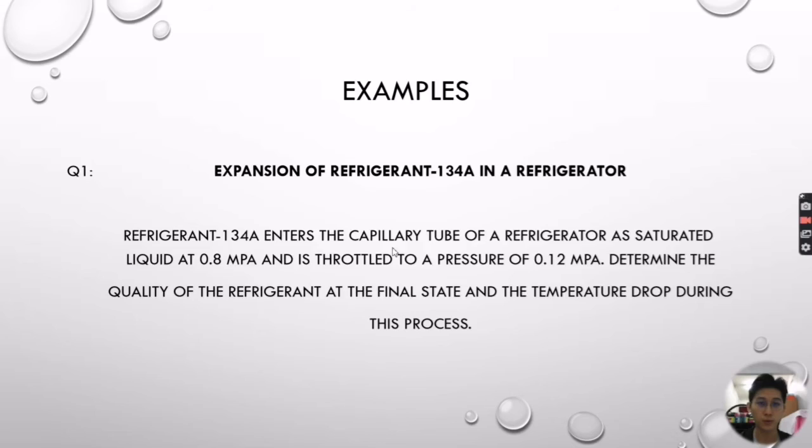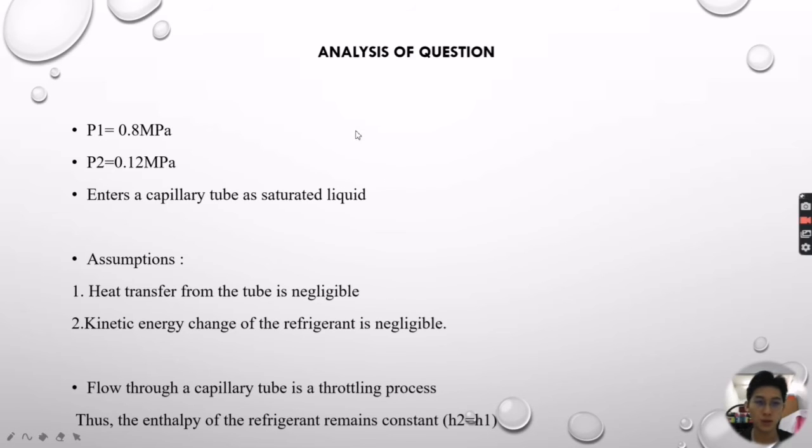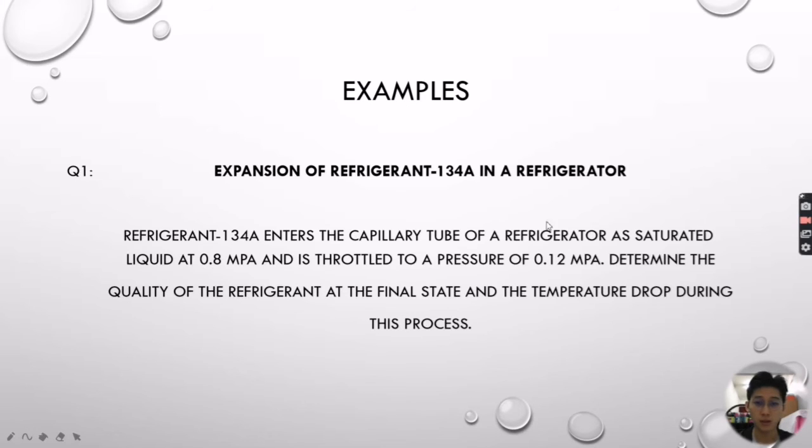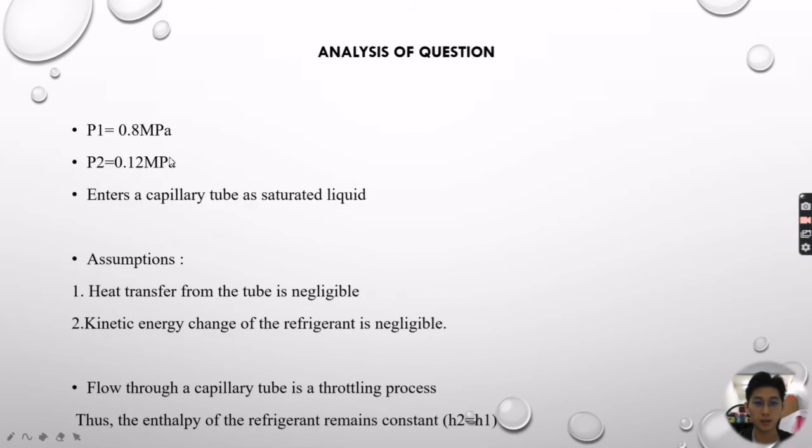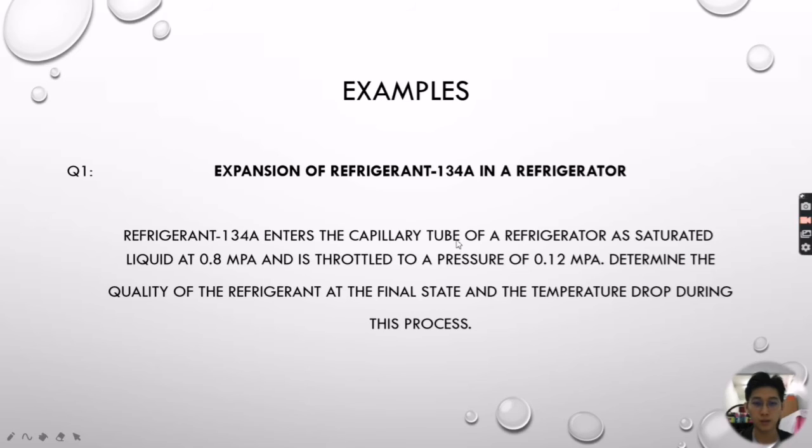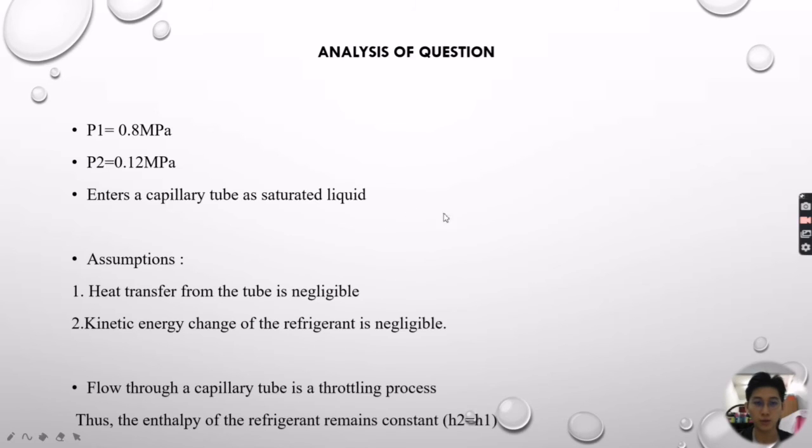Now we try to analyze these equations. The refrigerant enters at 0.8 megapascal and is throttled out, so it exits at 0.12 megapascal. So we have our P1 and P2. The fluid entered the capillary tube as a saturated liquid, so we know this is the initial state.